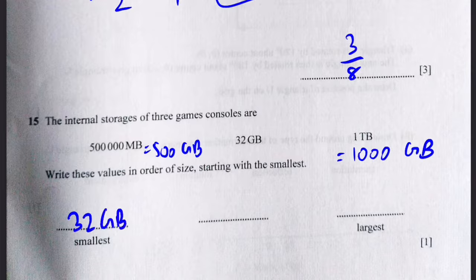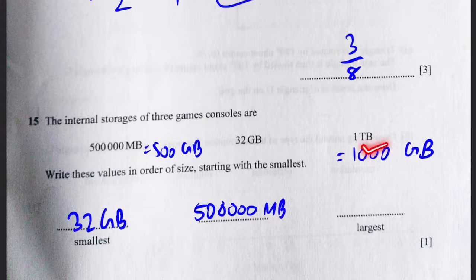Next is 500,000 MB, which is 500 GB, but we need to write it in the original form, so 500,000 MB. Next is 1 terabyte, that will be 1000 gigabytes, and that's the largest. We have to write it as 1 terabyte though. That's the answer. Question 16.